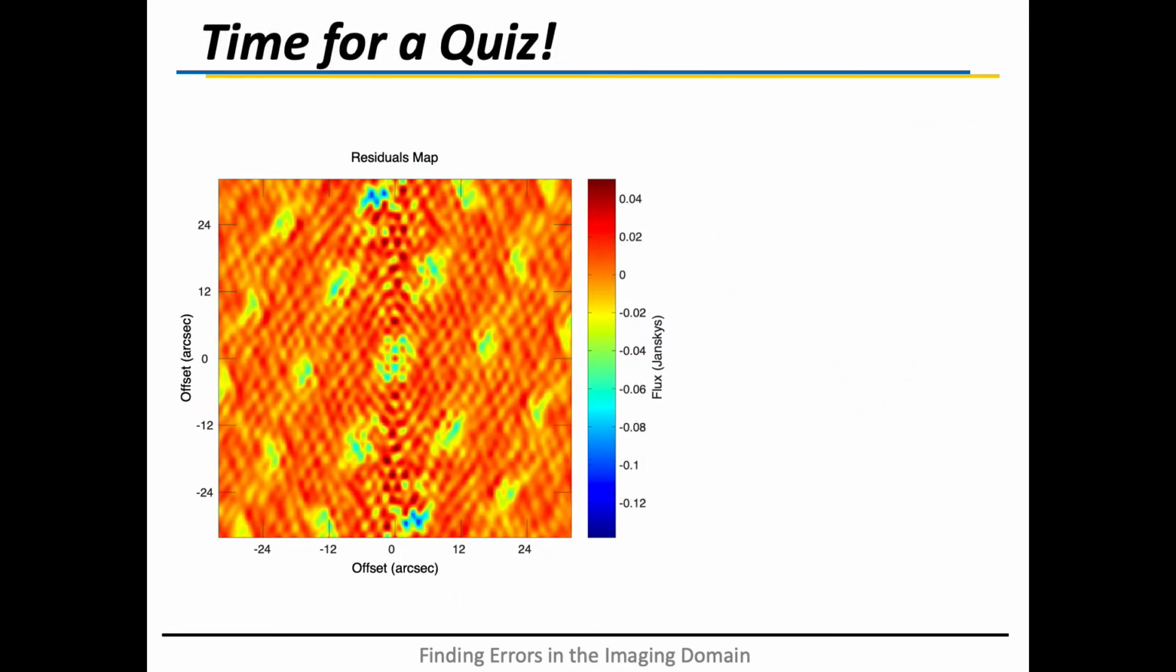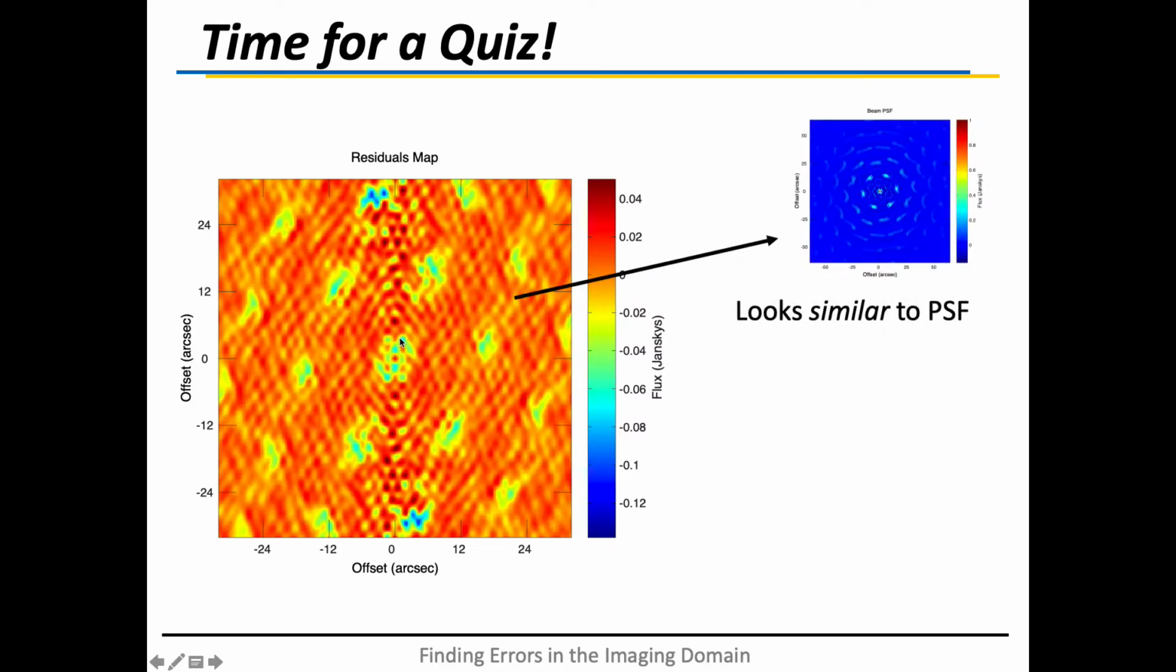So, I talked a little bit about symmetric and anti-symmetric problems. So let's look at this image right now. Again, we're looking at the residuals map. So this is still simulating that one Jansky point source at the field center. And again, in the residuals, I see there are lots and lots of symmetric features. This would clearly be pointing towards an amplitude issue. And in fact, if I look at the residuals map and I compare it to the beam map, or the beam point spread function, they look very, very similar. So, I'll give you a second to think about what this could be.